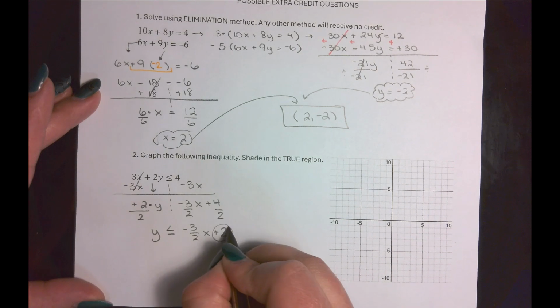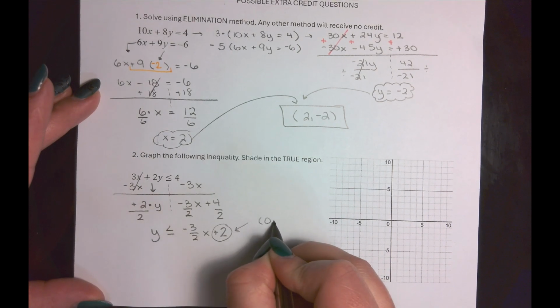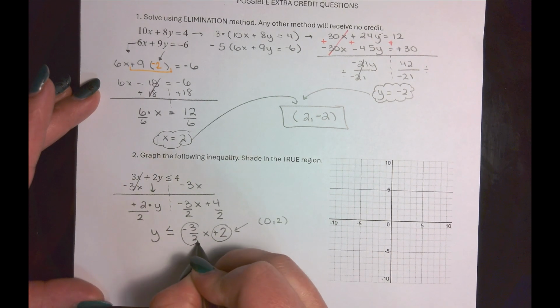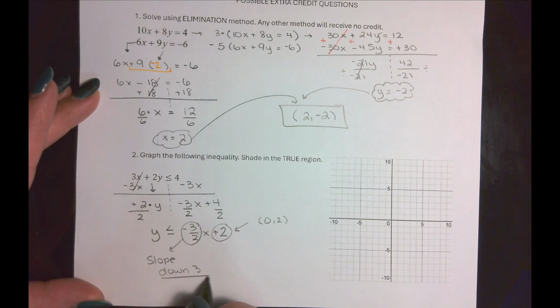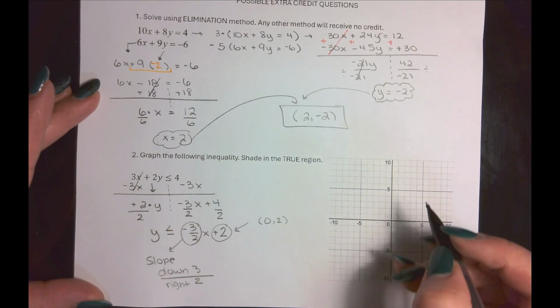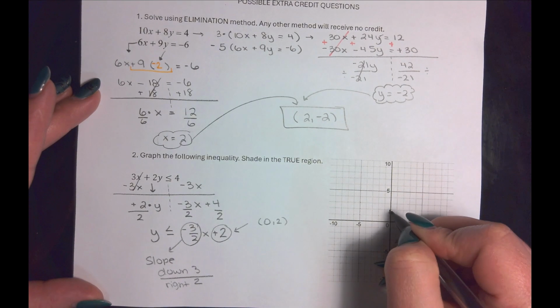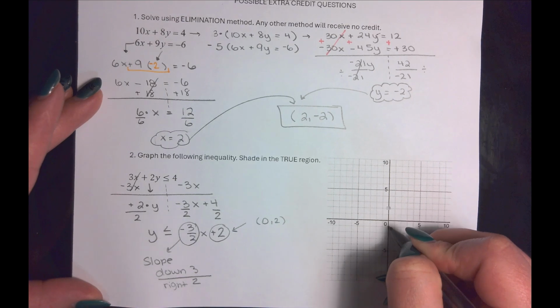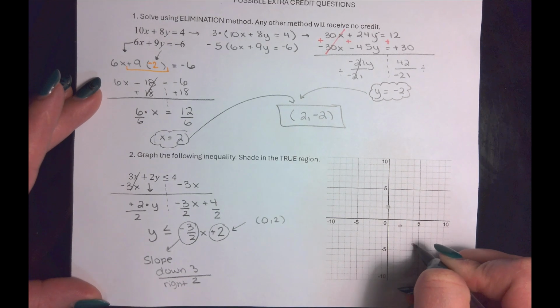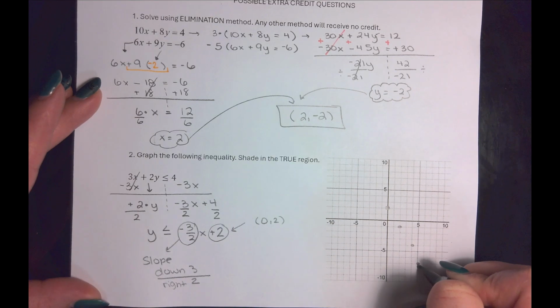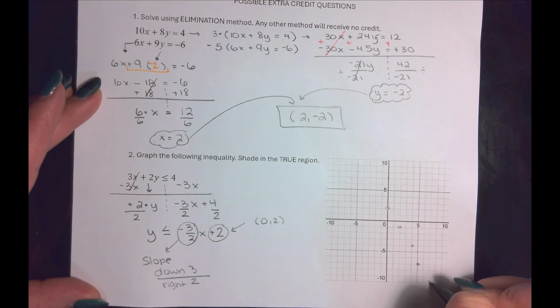This right here is our y-intercept of 0, 2. This is our slope of down 3 over 2 to the right. So let's start at 2. Here's the 1, 2. Down 3, 1, 2, 3 over 2. 1, 2, 3 over 2.